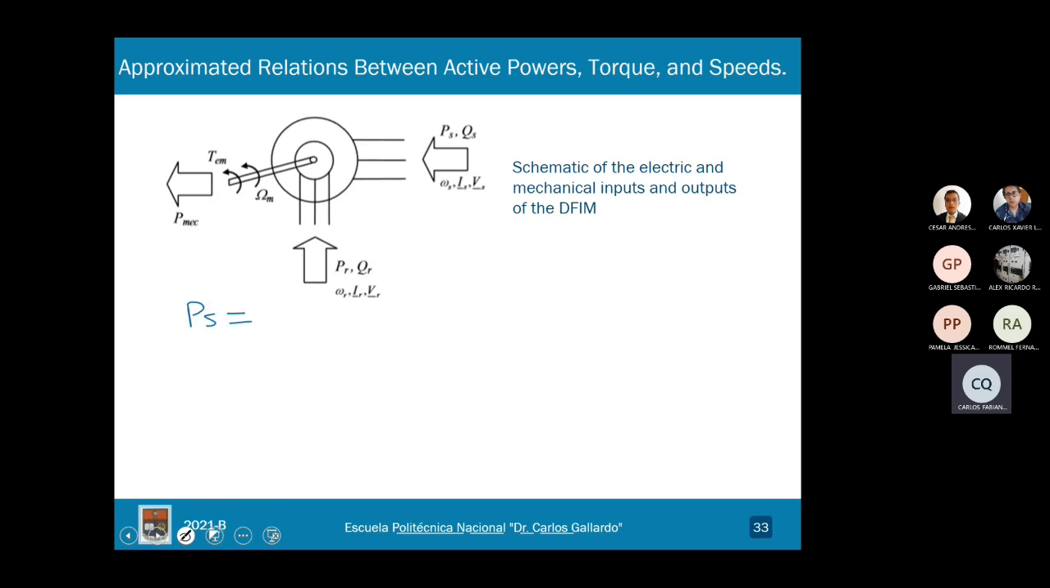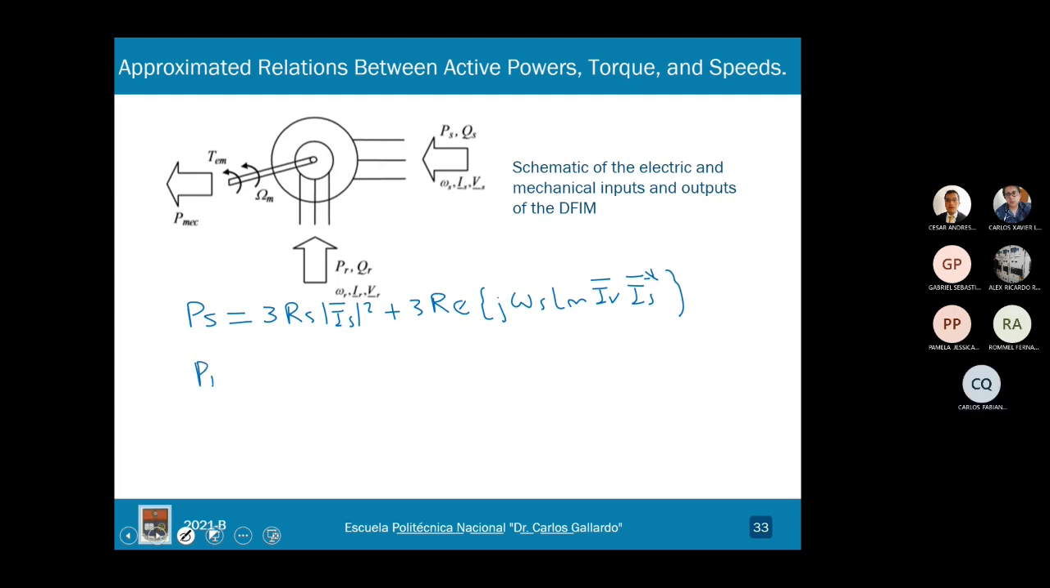For instance, the stator active power is equal to 3 times the stator resistance times the stator current squared, plus 3 times the real part. So we have already demonstrated this for the active power and for the reactive power, right? So I will have J, the angular speed, the magnetizing inductance, the rotor current, this is a phasor, and this is the stator current. We have already derived this equation in the previous class. This is for the stator active power.